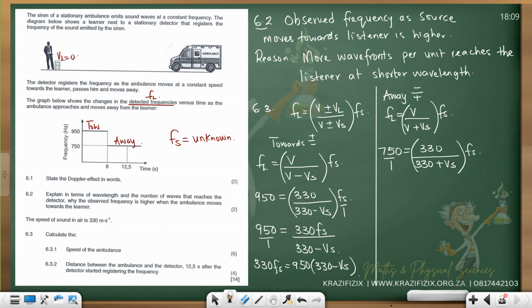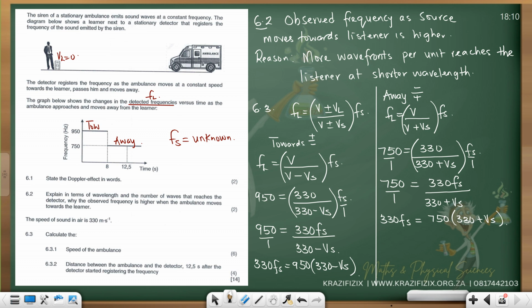Again, over 1, what do I have? 750 equals 330 FS over 330 plus VS. Can we cross multiply? 330 FS equals what? 750 times 330 plus VS.